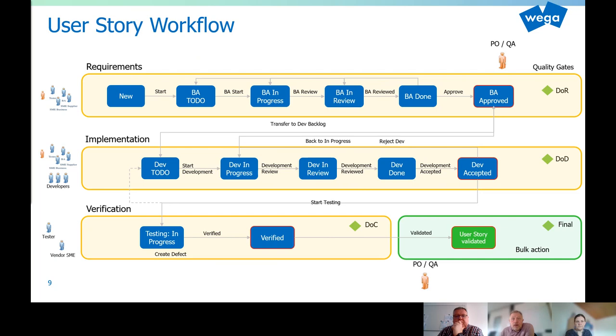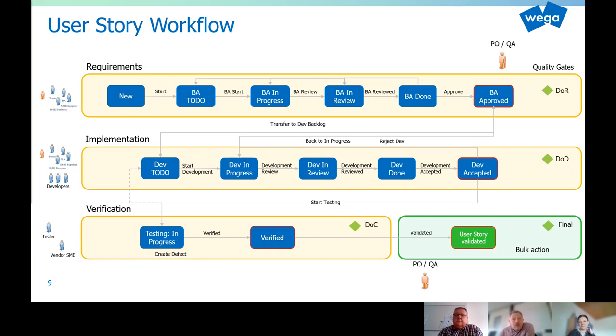These items are transferred into the BA to-do status. The BAs are self-organized and they pull the stories from to-do into in-progress if they start working on the refinement of the stories. Once they're done, the story goes into in review. As soon as a BA has some capacity, he or she will review the story, and if everything is fine, according to the definition of ready, he will shift the story to done. Final approval of the story needs to be done by a user with the system role QA.